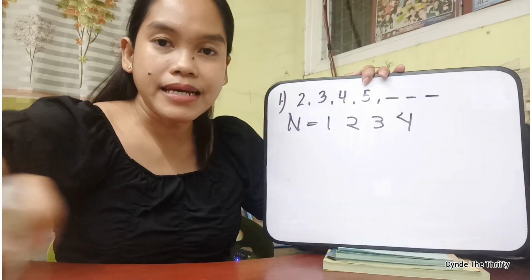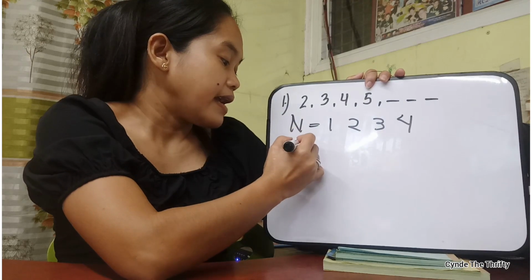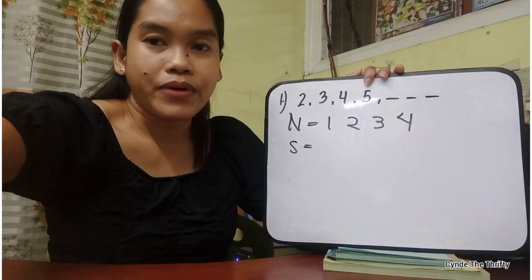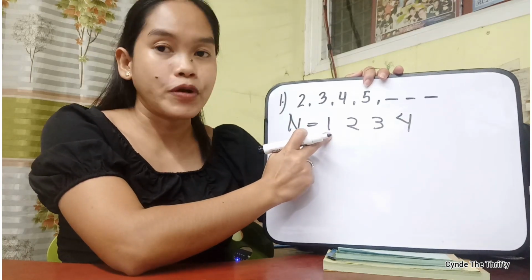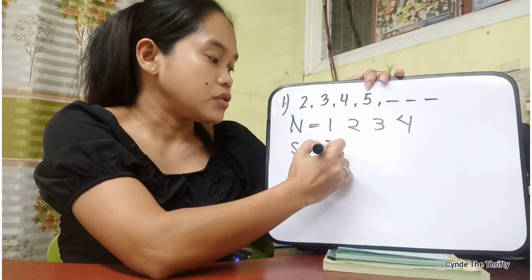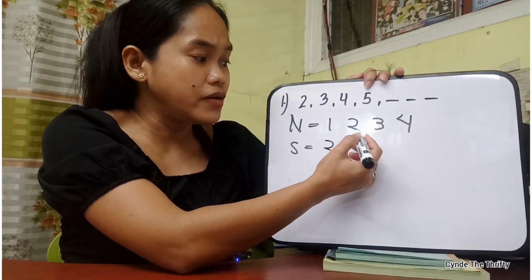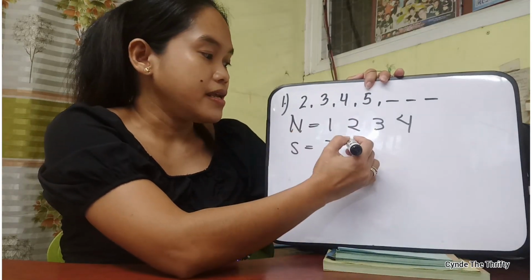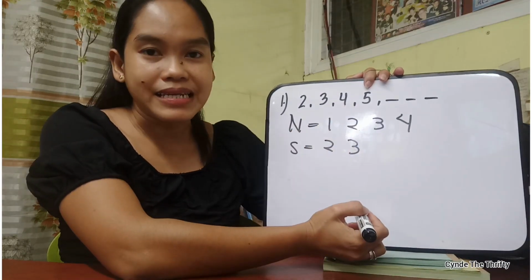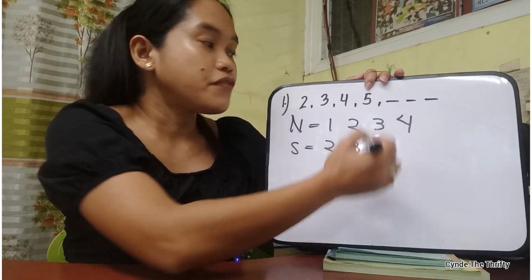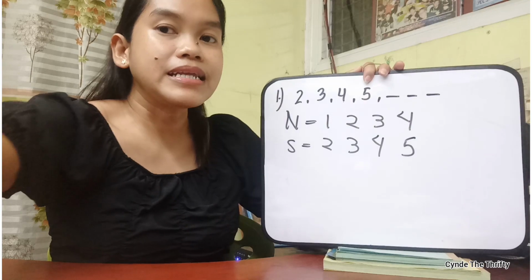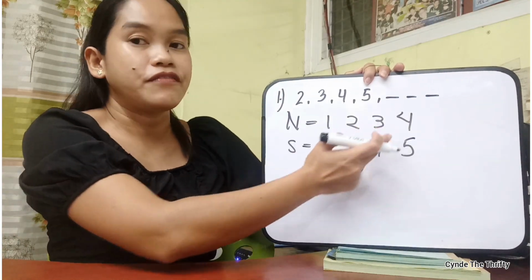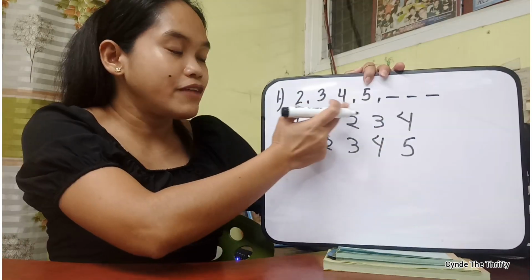Ngayon naman, ang susunod nating gagawin is ilagay natin ang S dito sa baba or yung sequence. So, si S is yun yung sequence. Ano yung nasa first term natin na number? Number 2. So, ilagay natin si 2 dito sa ating first term. Ano naman yung nasa second term natin? Number 3. Ang nasa third term natin is number 4. And ang nasa fourth term natin is number 5. Ayan. So, meron na tayong term, which is first, second, third, fourth. And ang ating sequence is 2, 3, 4, 5.